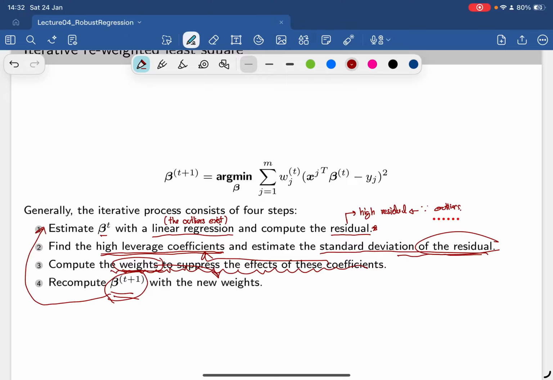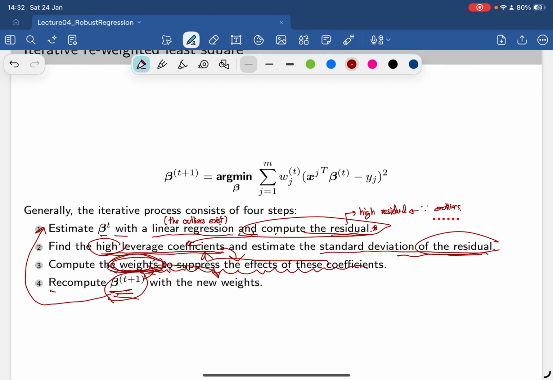Sorry, now you have the new beta, you don't need to re-estimate again, but you can now go to compute the residual. If the residual is still high, that will indicate that you still have to go through the process of finding the new leverage and the new high leverage. Then with that new high leverage, you will find a way to suppress it with weights. And once you have the new weights, then you update beta.